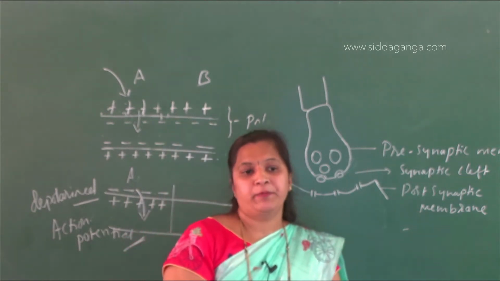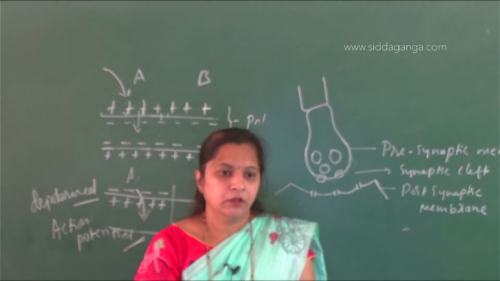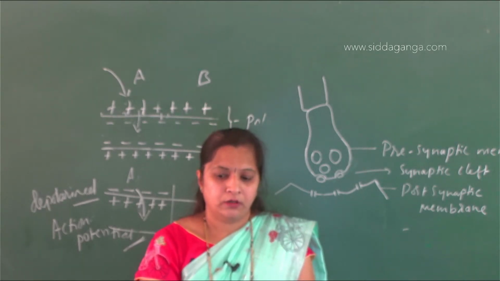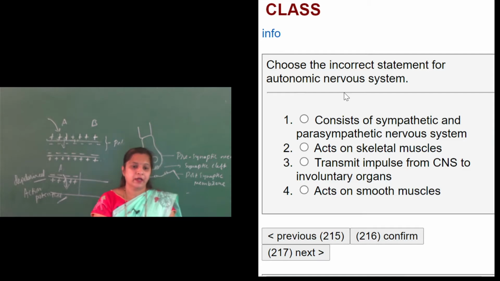Choose the incorrect statement for the autonomic nervous system. It consists of sympathetic and parasympathetic nervous system, axon skeletal muscles, transmit impulse from CNS to involuntary organs, and axon smooth muscles.